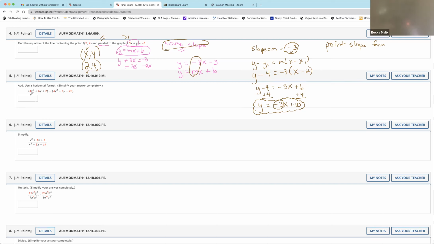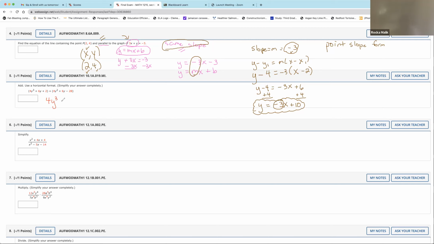Okay. Next one says, use a horizontal format. Don't tell me what format to use. I'm going to use whatever's comfortable for me. In this case, it happens to be a horizontal format, so I'm going to just write it over.